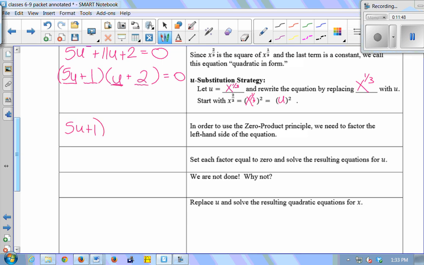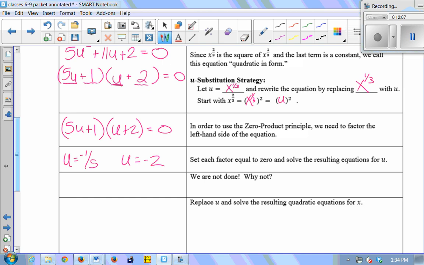Sorry, so I'm just going to put these in the boxes they belong in here. Set each factor equal to 0, and we get u is -1/5, and u equals -2. Set each factor equal to 0 separately, and solve.